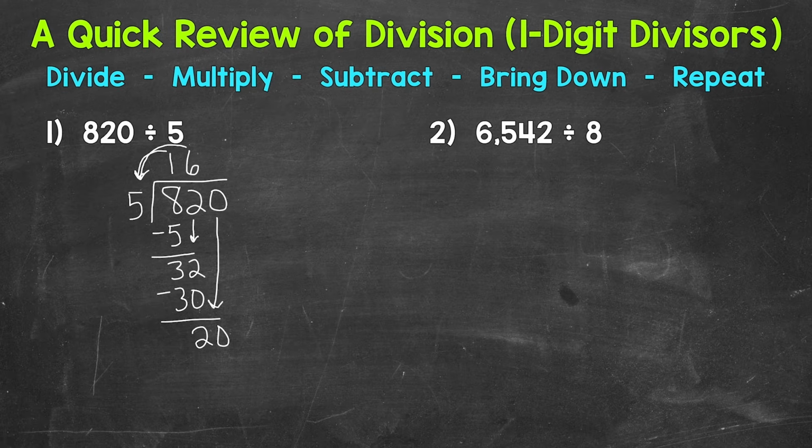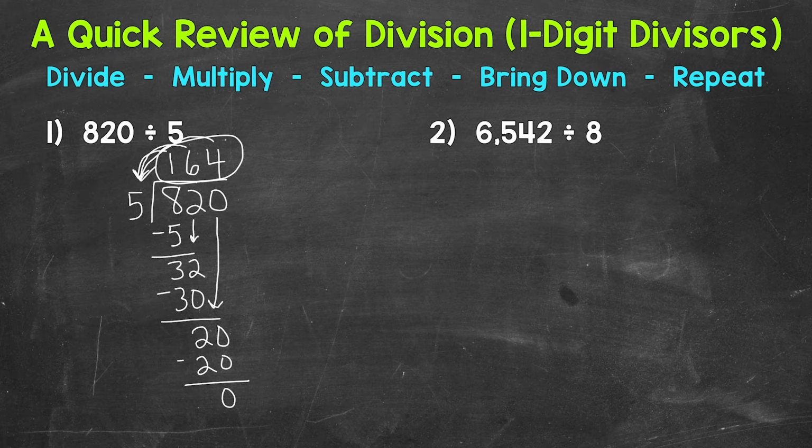So we have 20. Now we repeat. So we go back to divide. So 20 divided by 5. How many whole groups of 5 in 20? Well, 4. That hits 20 exactly. So we put 4 up here, come around and multiply again. So we have 4 times 5, which is 20. Subtract, and we have 0. So our answer is 164.